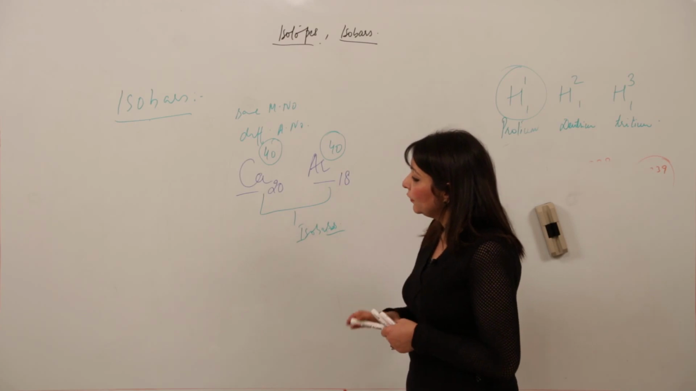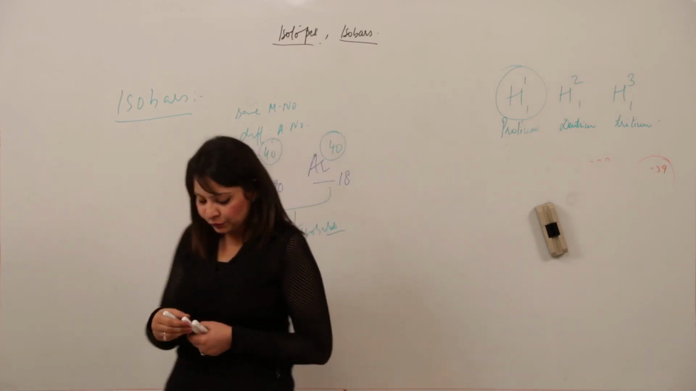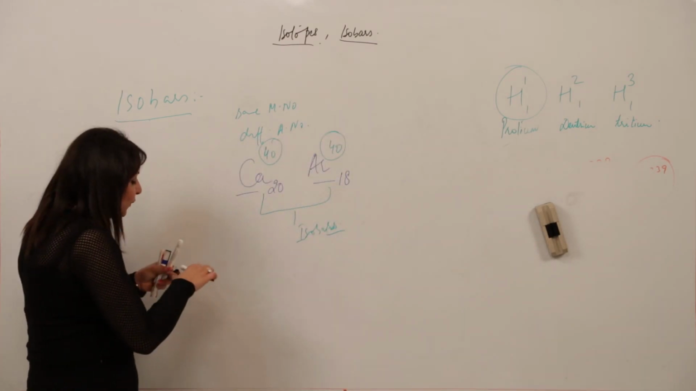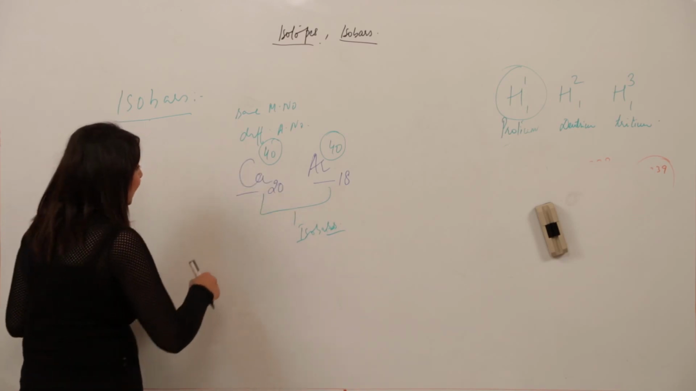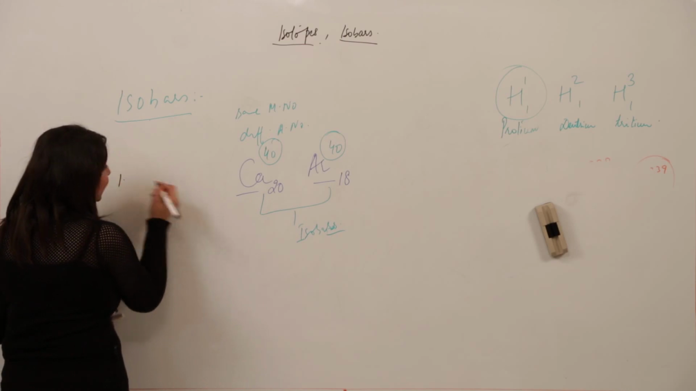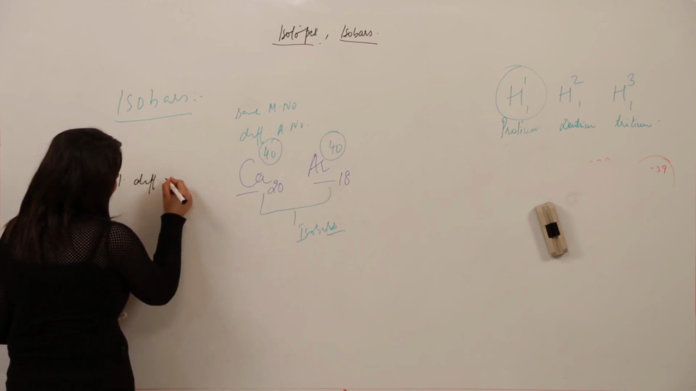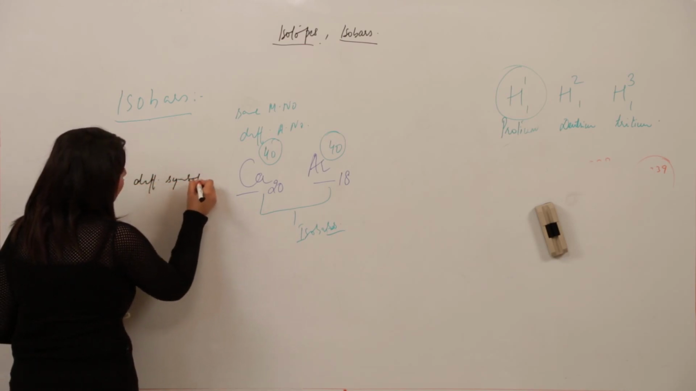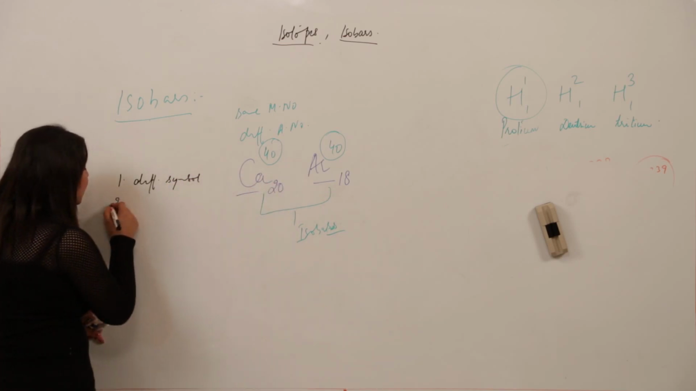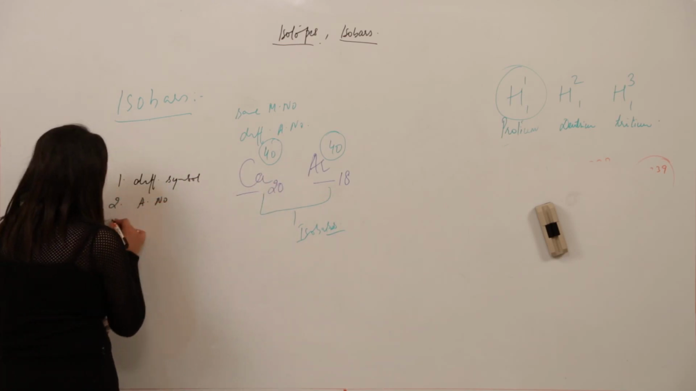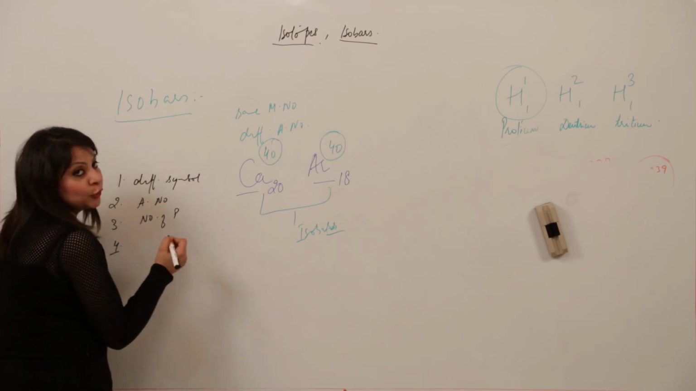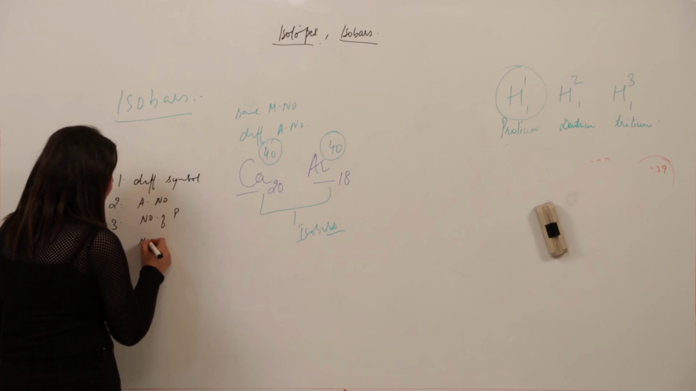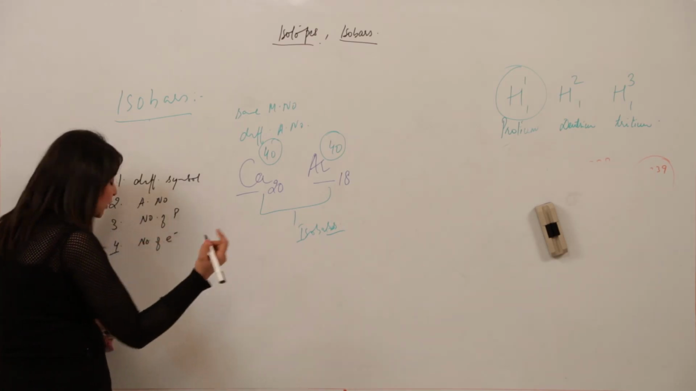So now we'll list the similarities between them. First we'll list the differences, because there are a lot of differences between them. They have different symbols: for calcium it is Ca and for argon it is Ar. Different symbol means different atomic number. Different atomic number means different number of protons. As we know, number of protons is equal to number of electrons, so they have a different number of electrons as well.